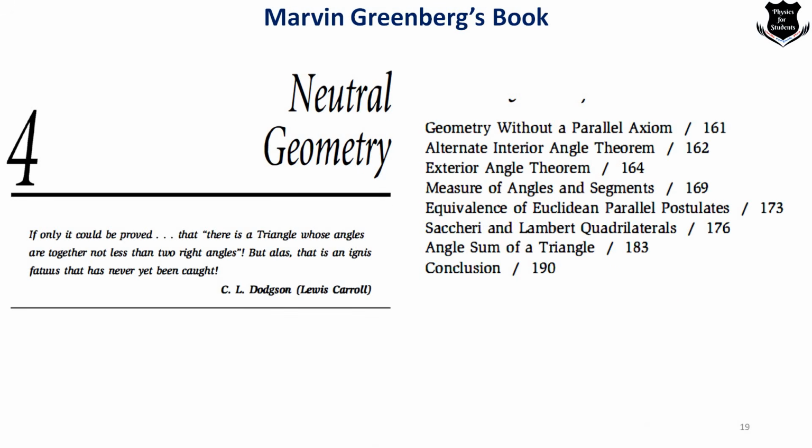Further, it moves into what is called neutral geometry. Now, neutral geometry, I will tell you, is something which considers all the postulates of Euclid, but not the parallel postulate. So this is what neutral geometry is all about. So it will include the Saccheri and Lambert quadrilaterals, angle sum of a triangle, etc.